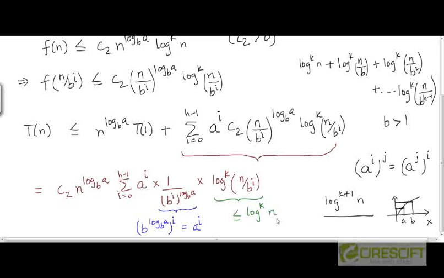So the advantage of doing this is that this function log to the power k of n is independent of i. So it can again be pulled out of this summation. And what will be left in the summation? Well, nothing, just 1. So the summation will then be sigma of i equal to 0 to h minus 1 of 1.